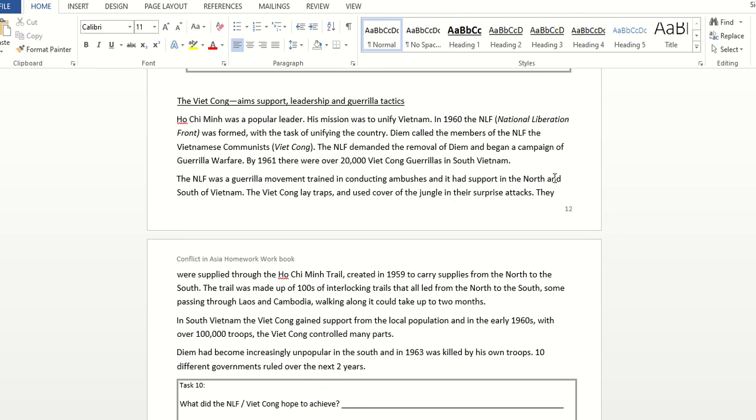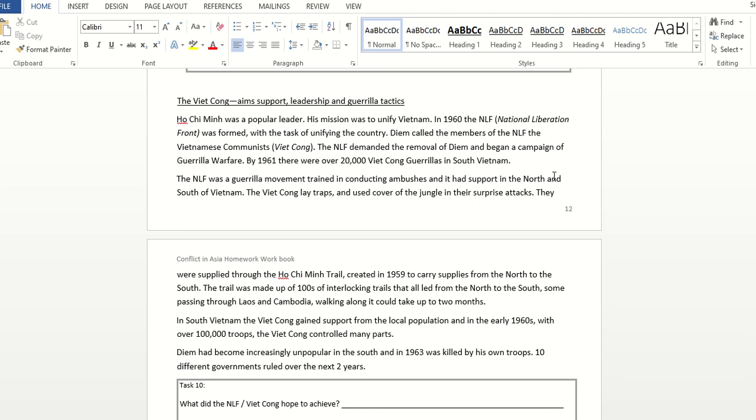Task 10 is all about the Vietcong. Now, the Vietcong are the name of Ho Chi Minh's army that he formed to fight against the South Vietnamese. From now on, we're going to call them the Vietcong. They fought a style of warfare called guerrilla warfare. We talked about it before.